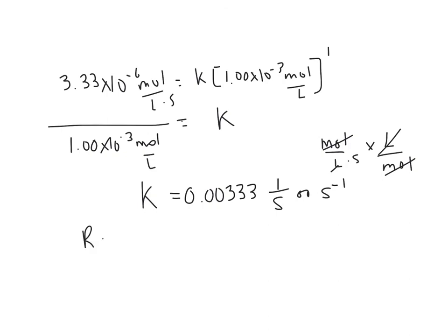So rate is equal to 0.00333 1 over seconds times the concentration of ethyl bromide, first order. So there's your rate expression. So now if you know your temperature, if your temperature is the same and you know what concentration it is, you can figure out what your rate will be.